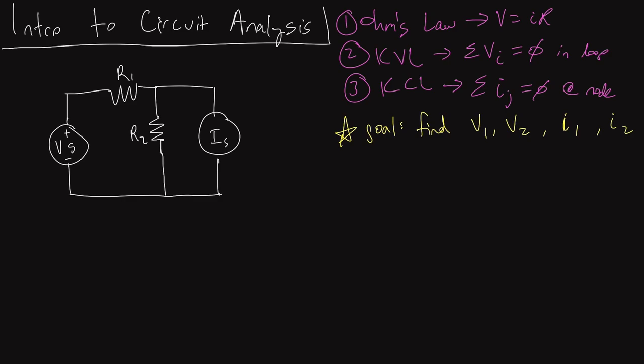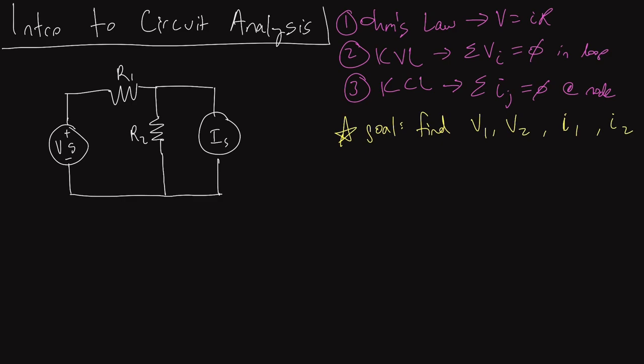However, we don't know what the voltage is across each of our resistors, nor do we know the currents. And so we have four unknowns, and we're going to need to somehow derive four relevant equations that will help us fully define this system that we're working with. And so with that, we'll get started.